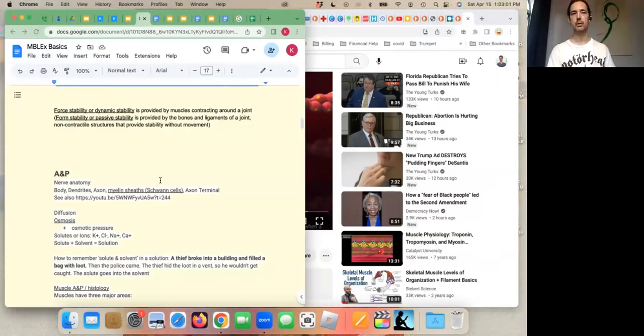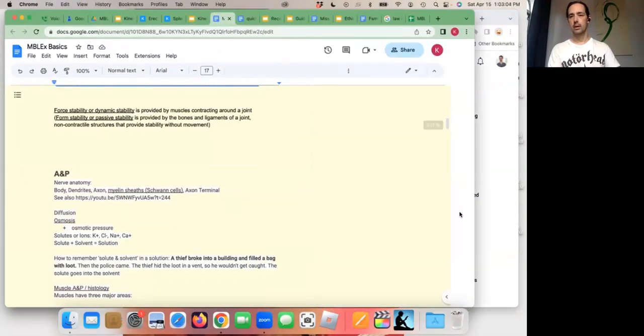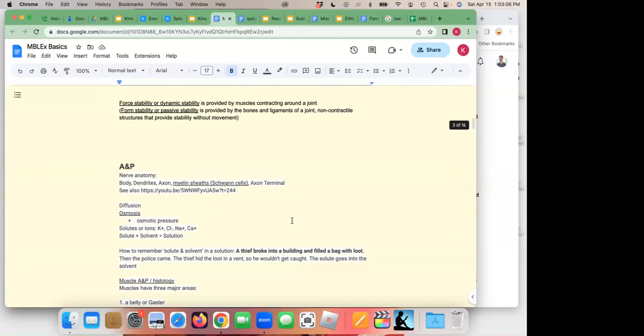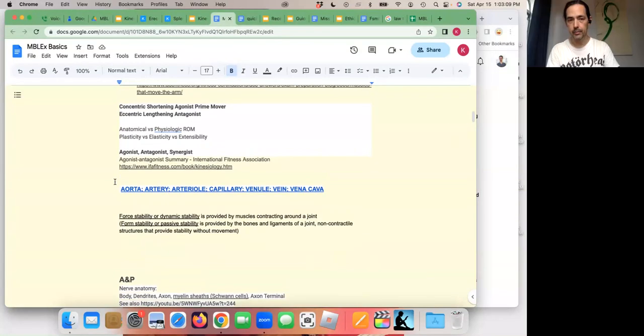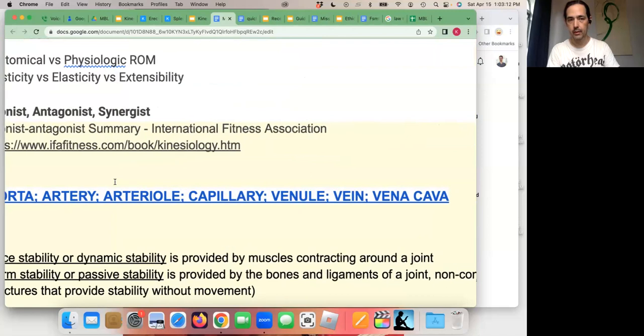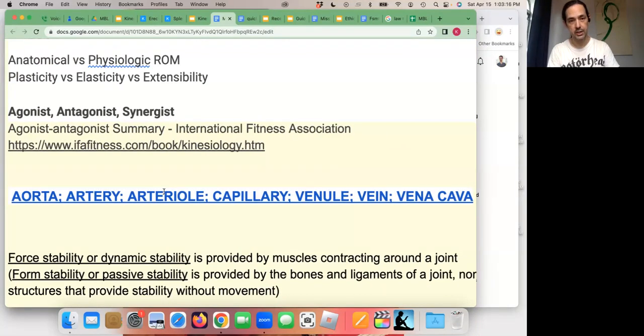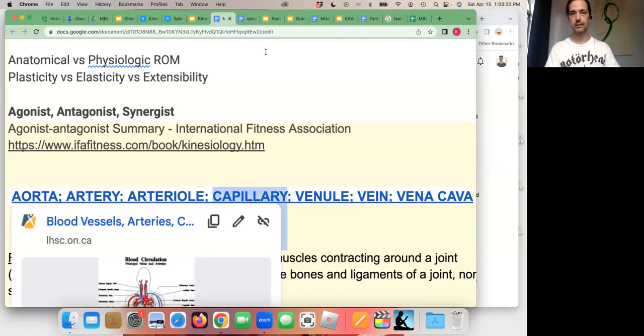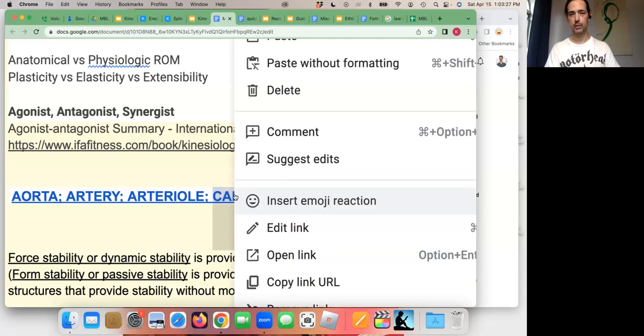Okay, so for the circulatory system, we have not done the circulatory system yet. I need to share my screen. Here we go. If you can just remember aorta, artery, arterial, capillary, venule, vein, vena cava, if you can just remember that, it will help you so much.